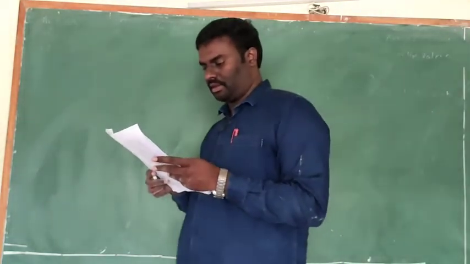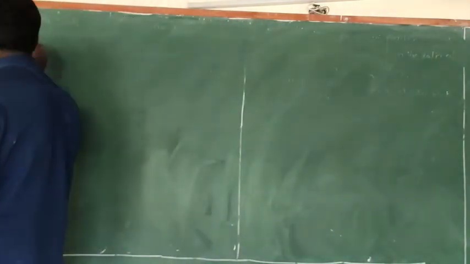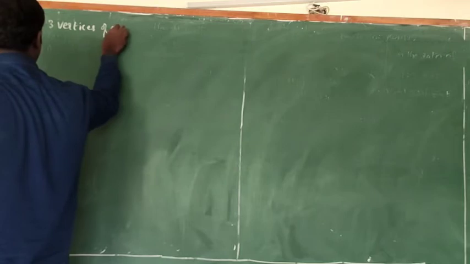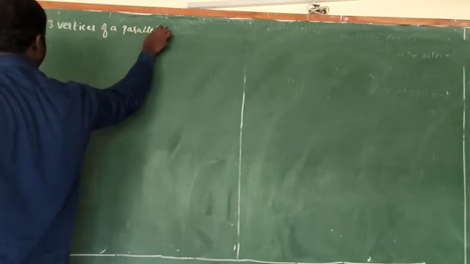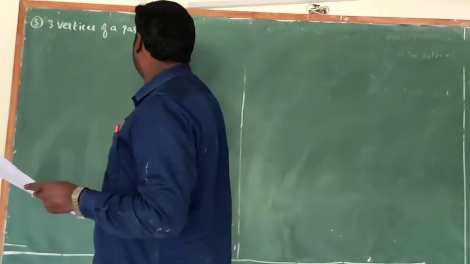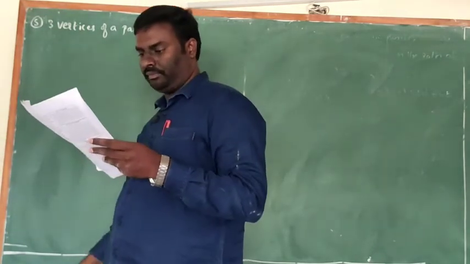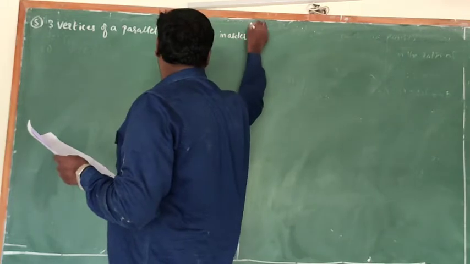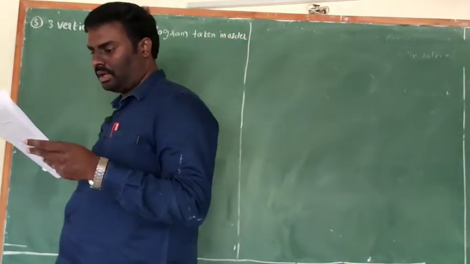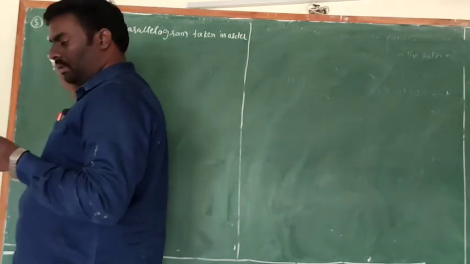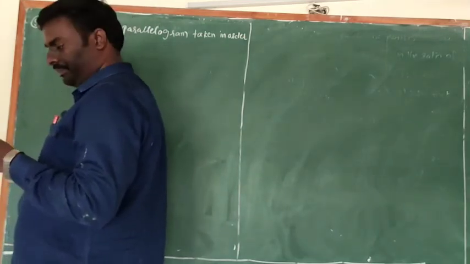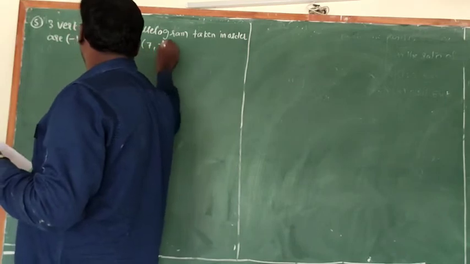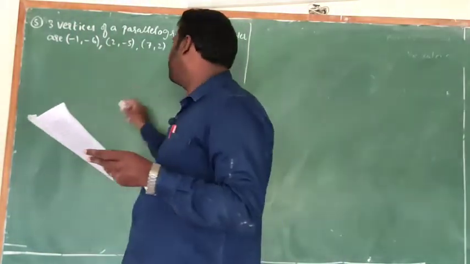Next, fifth. 3 vertices of a parallelogram taken in order are -1 comma -6, 2 comma -5, 7 comma 2. 3 vertices are given. The fourth vertex we need to find.